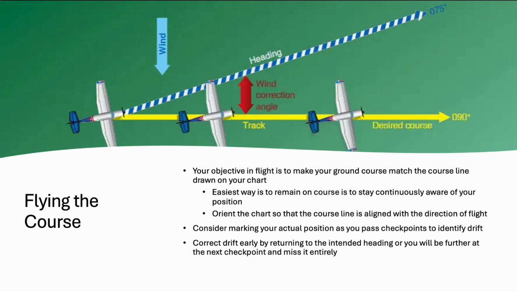And then when it comes to flying the course, your objective is to stay on track. So what you want to do is monitor your ground track, monitor your calculations, and then make corrections as you go.